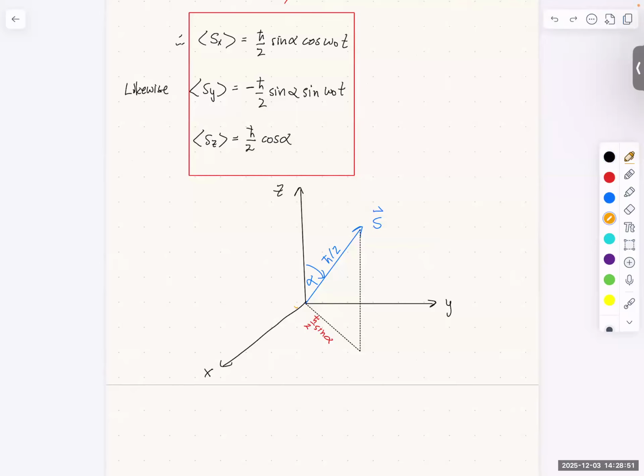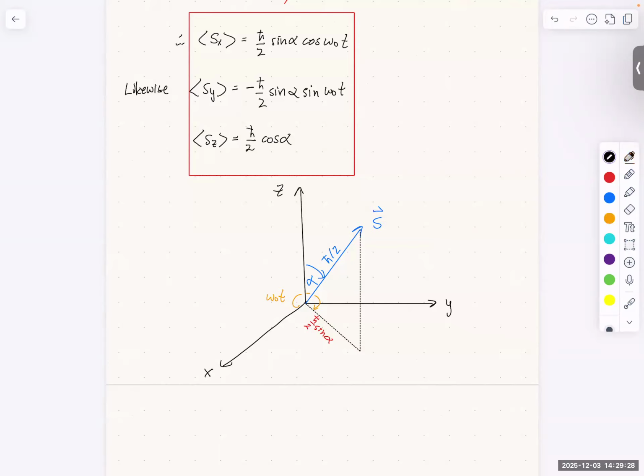So I should draw my omega naught t as rotating around. Let's see if I can draw this a little better. So we're going to go around and around and around, and we're going to come back over here. So this is omega naught t. Okay, good. So when we get to pi by 2, we'll be in this direction, and that will give us the negative value for Sy. All right.